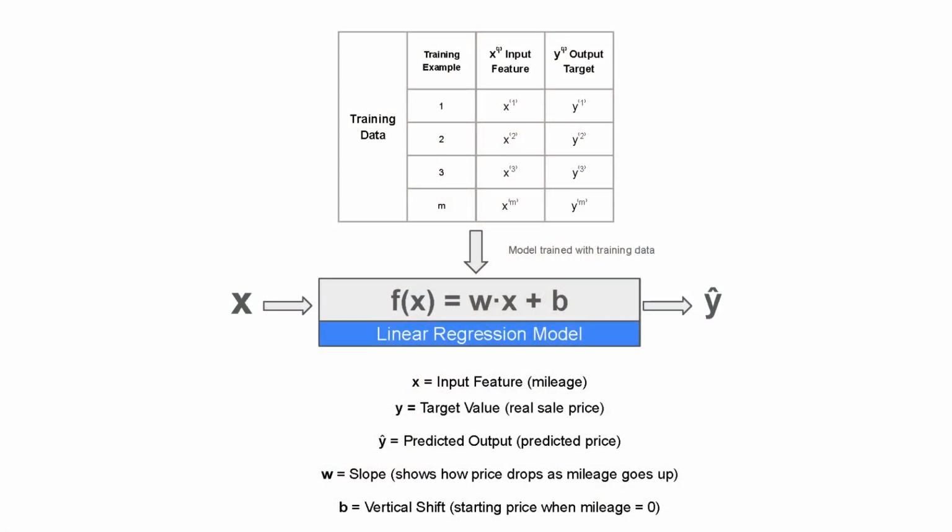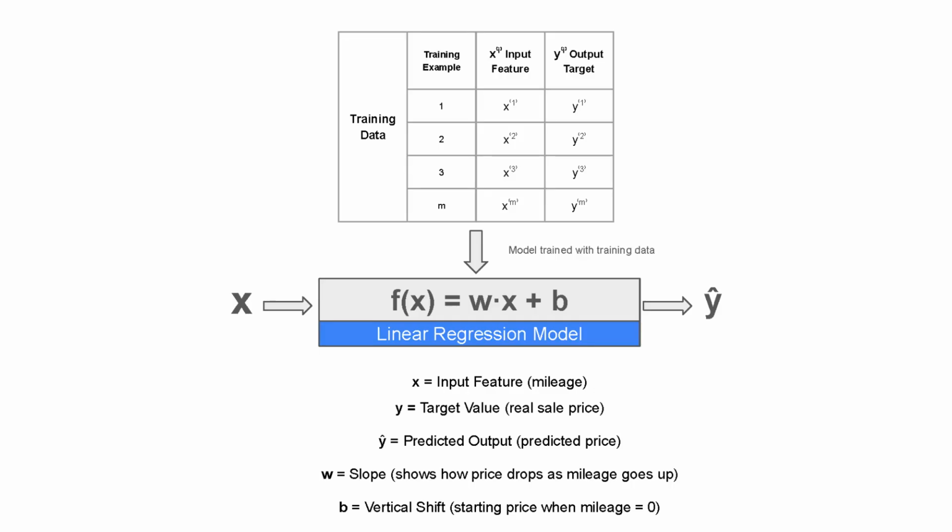We have a training set made of X, which is the car's mileage, and Y, that is the car's actual or true selling price. We decided that our model is a simple straight line with the equation W dot X plus B, where W controls the tilt of the line and B decides where the line crosses the vertical axis. The two very important numbers, W and B, are called the parameters of the model. During training, we're going to adjust them until our line fits the data as nicely as possible.